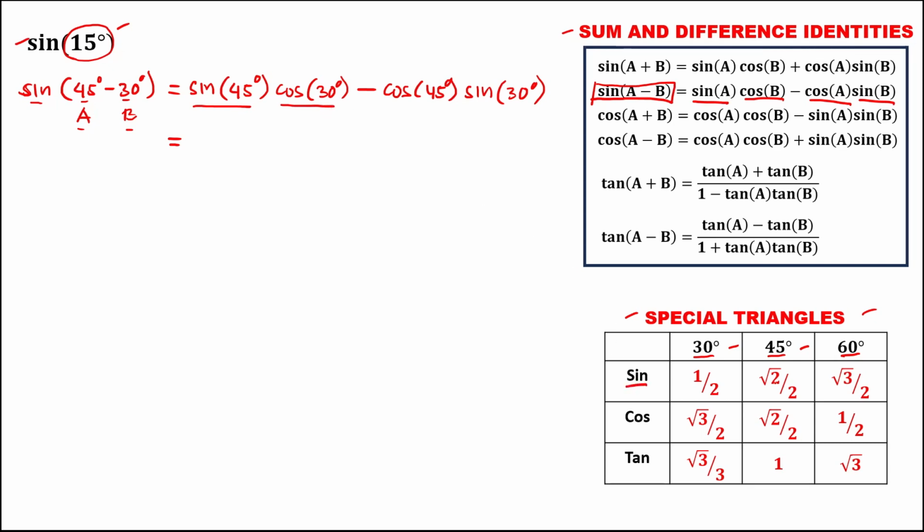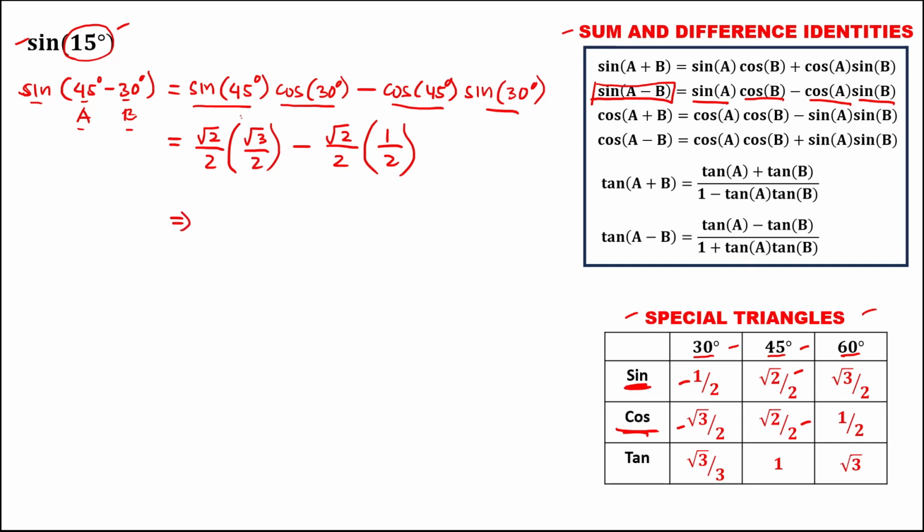So since sine 45 is square root of 2 over 2, then times cosine 30, so cosine 30, that's square root of 3 over 2, then minus cosine 45, so cosine 45, that's square root of 2 over 2, then times sine 30, so we have sine 30, that's 1 over 2.